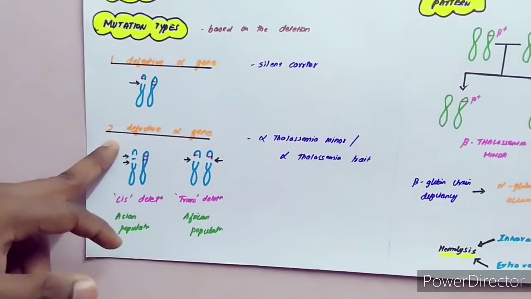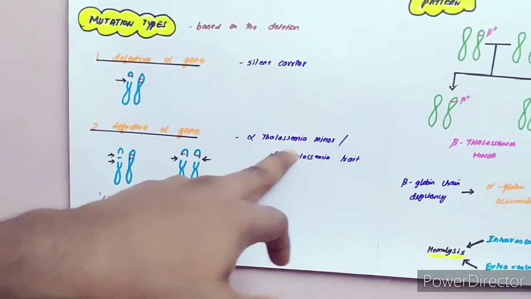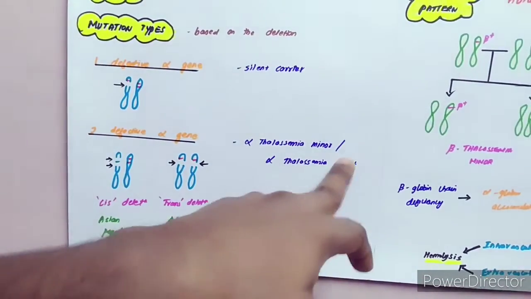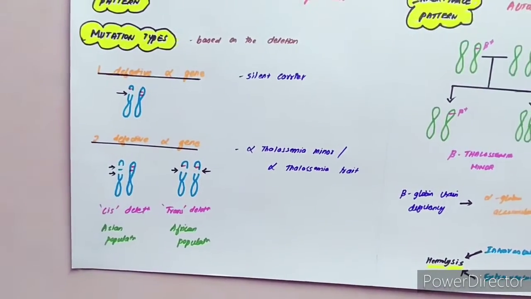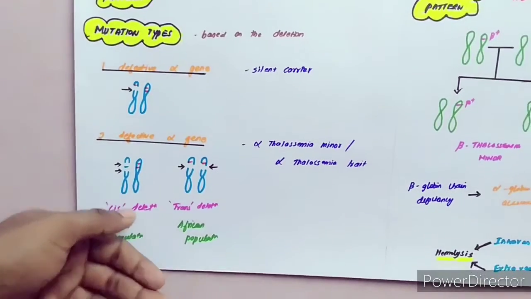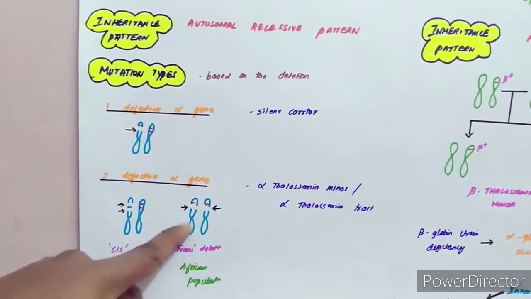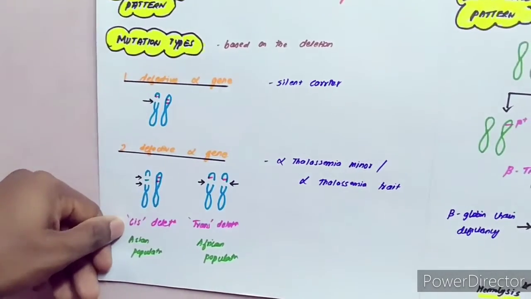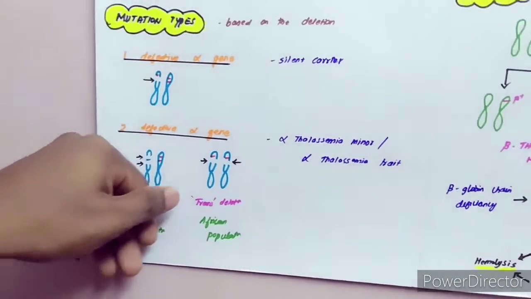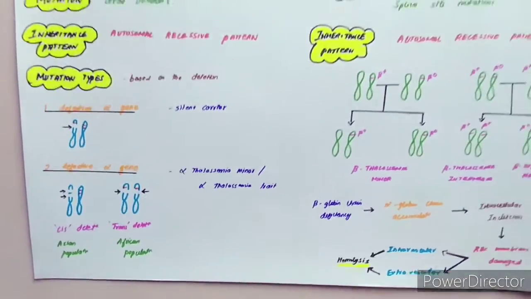Number 2, 2 defective alpha genes. They are known as alpha thalassemia minor or alpha thalassemia trait, wherein there can be 2 types of deletion. One is cis deletion, where the mutated genes are present on the same chromosome, or trans deletion, where the mutated genes are present on 2 different chromosomes. The cis deletion is most commonly seen in the Asian population, whereas the trans deletion is most commonly seen in the African population, and they are also asymptomatic.